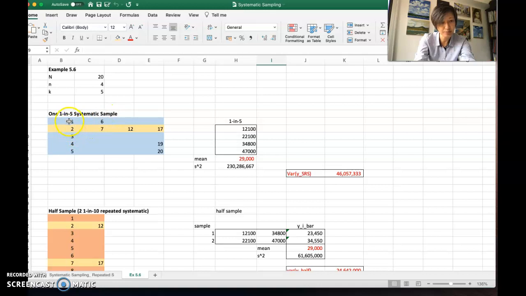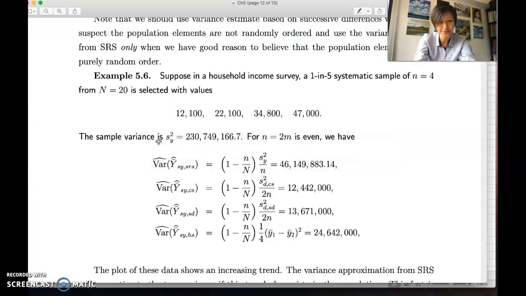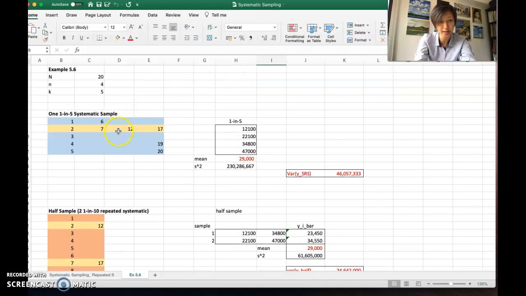If I list the population this way, because I'm putting it into 1 in k items, I have the first item, second, third, fourth, fifth, sixth, seventh of the data that I'm looking at in the population. Those are the household incomes. If I have a random start at the second household being collected, I obtain 12,100, and then I collect in a systematic way. So the 7th household would be 22,100, etc.